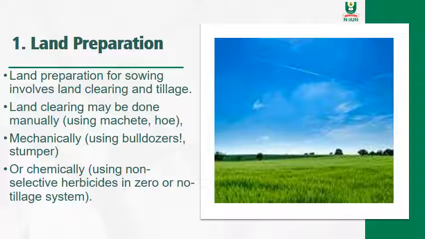Land preparation for sowing involves land clearing and tillage. You can clear your land manually using a machete or a hoe, and you can also do it on a large expanse of land mechanically using your bulldozers, your plows, your tractors, and the like. Also, you can clear the land chemically using non-selective herbicides or selective herbicides. That is if you want to practice the no tillage system. That means you don't want to use any form of machine on your piece of land. You have to control the weeds there by using herbicides. So that is the way you can prepare your land for production.